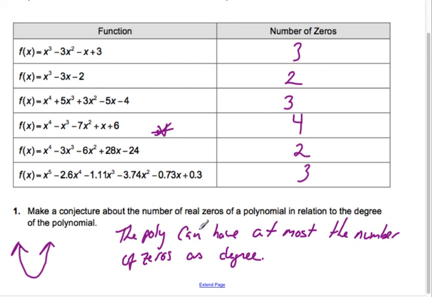Think about those questions. So that's what we're trying to get out of here: a degree 4 polynomial cannot have 5 zeros. A degree 5 polynomial cannot have 6 zeros. It can have at most 5 zeros. So I hope you took some good notes and checked your answers. There's another video to watch and then a quiz.